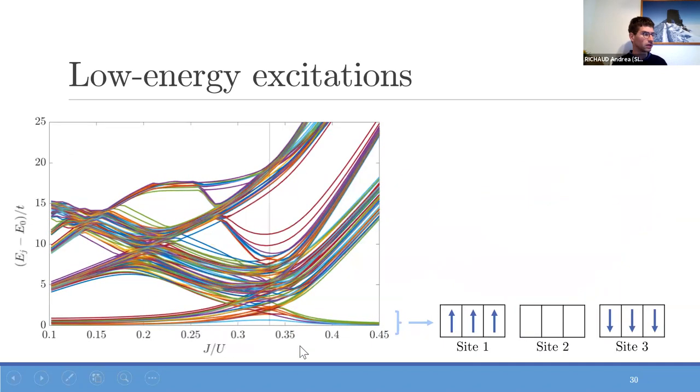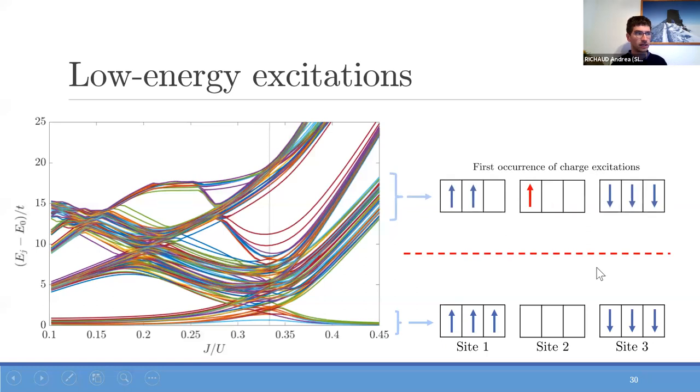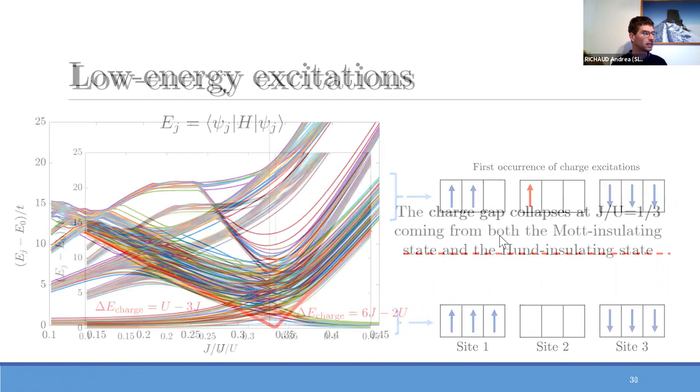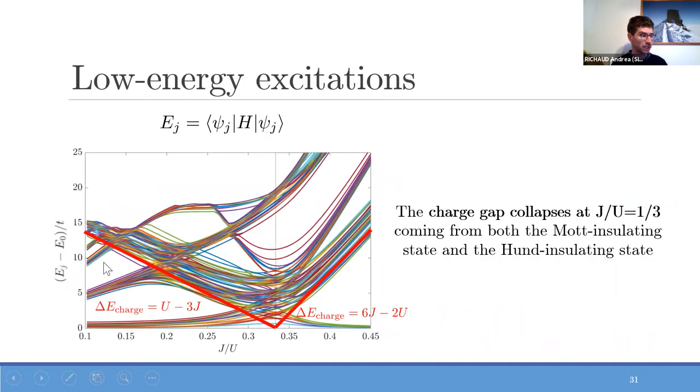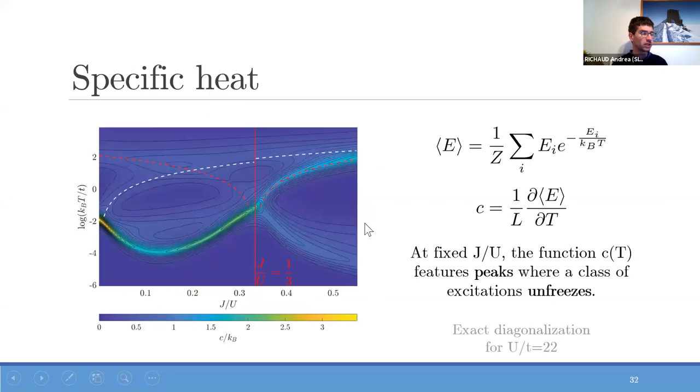Conversely, on the other side, for high values of J over U, the first band is the one representing the Hund's insulator. The first excited band is the one that already hosts charge excitation. So you are breaking your insulator and forming a metal. Interestingly, you can compute the energy gap of charge excitation on one side and on the other side. And you can see that the charge gap collapses on both sides exactly at J over U equal to one third. So this is a very nice and simple way to look at the breaking down of the insulators and the emergence of metals.